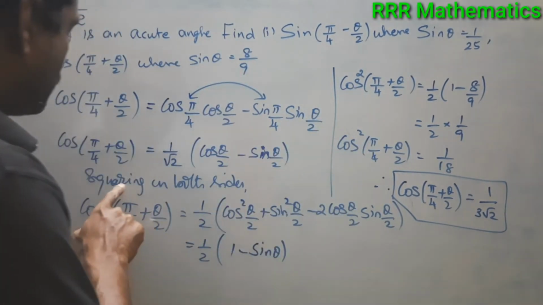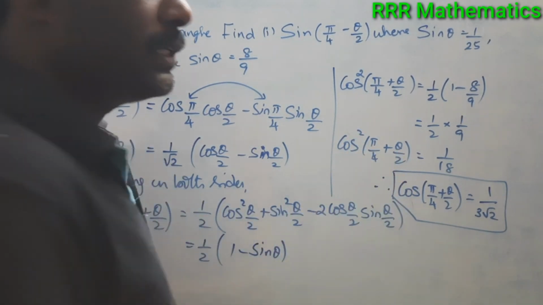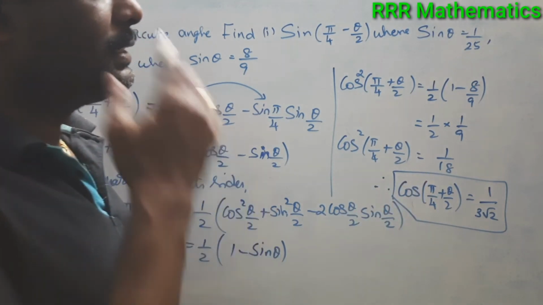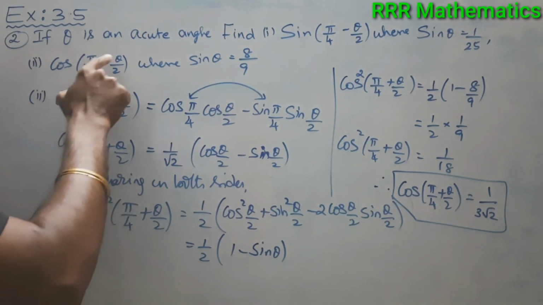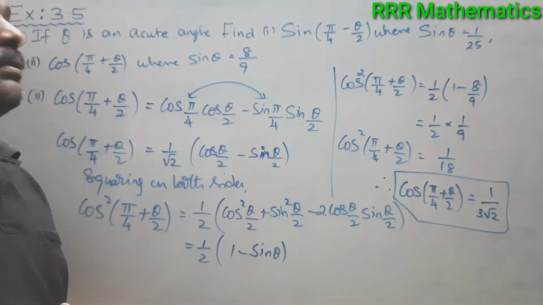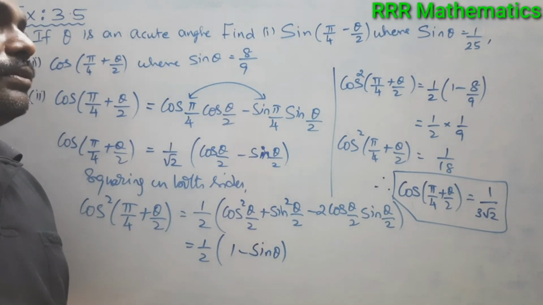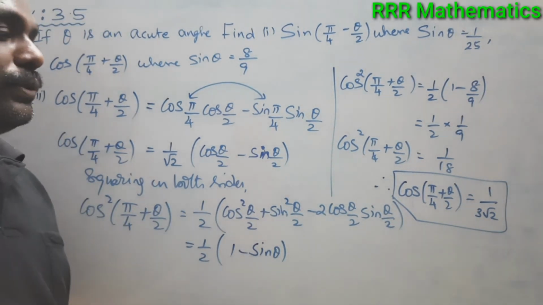Already I squared on both sides here. So I am getting the left hand side as cos square of pi by 4 plus theta by 2. When you take the square root, it gives plus or minus 1 by 3 root 2. But theta is an acute angle, so pi by 4 plus theta by 2 gives an angle at maximum less than or equal to 90 degrees. Therefore, it lies in the first quadrant. Therefore, the value of cos of pi by 4 plus theta by 2 is plus 1 by 3 root 2. Got it?